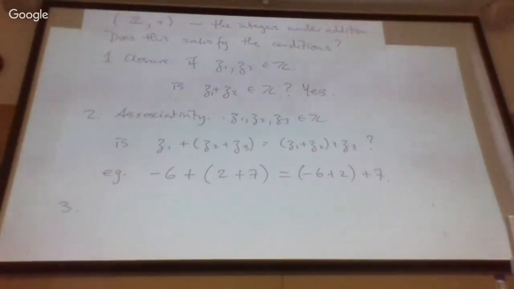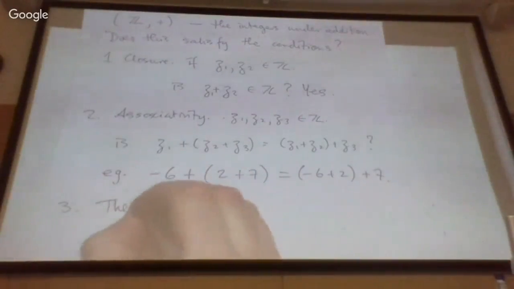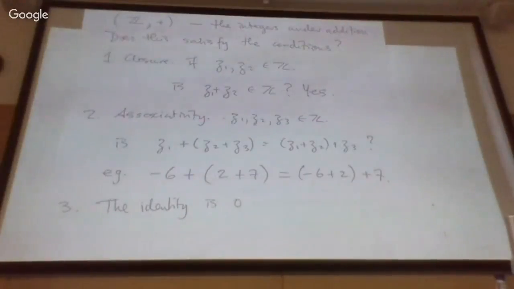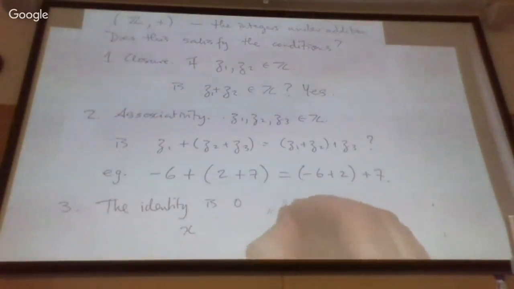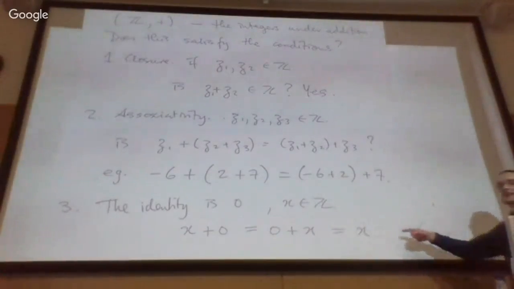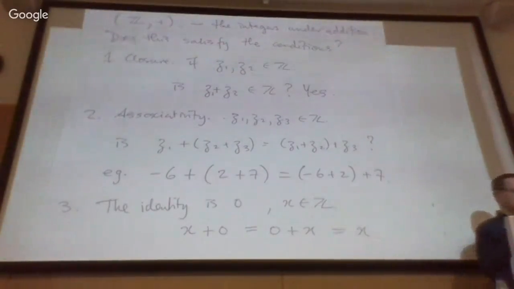Okay, axiom 3 says there exists a special element called the identity. What is it? Huh? 0 is the identity. Excellent. Right, because if x is any integer, and you add 0 to it, it's always going to leave you with x. That's exactly the property that the identity is supposed to have. So yes.